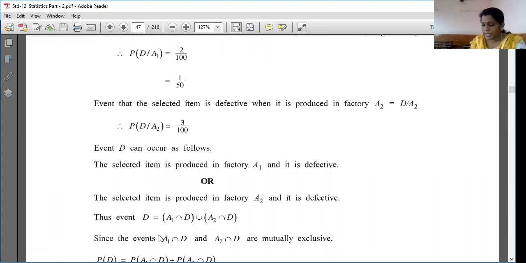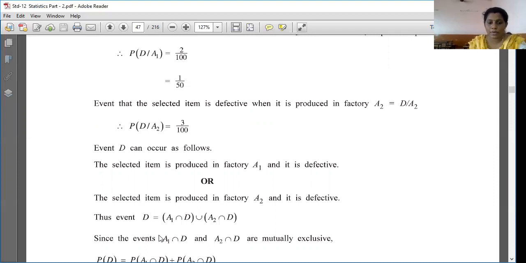Find the probability that this item is defective. 2% is defective in the first factory, and in the second factory 3% is defective. So 2 upon 100 and 3 upon 100, right? So we found the percentages.